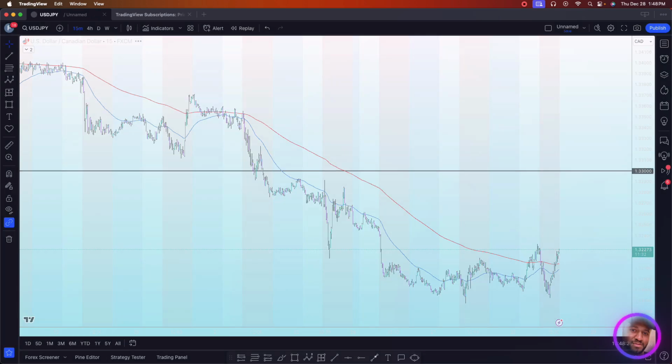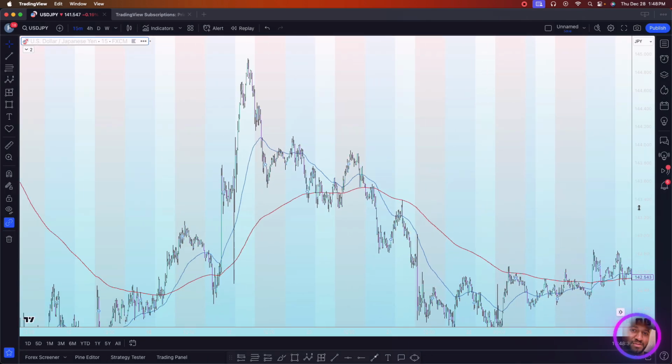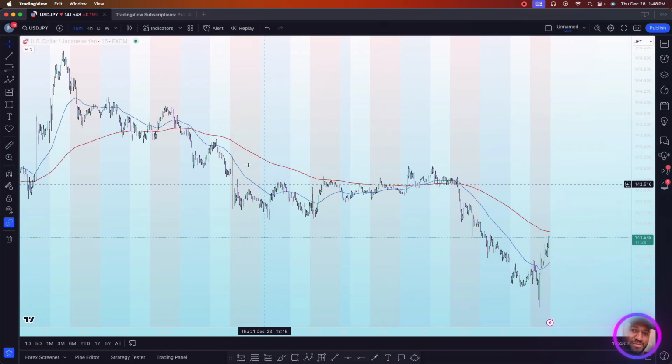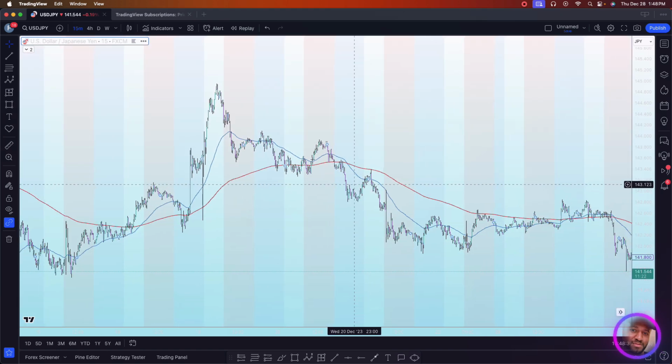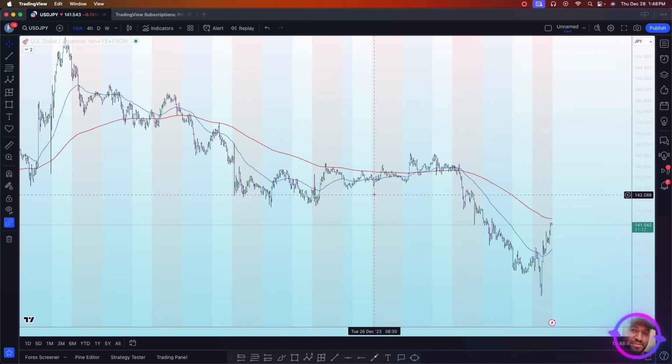USD JPY, downtrend as well. I took the trade on Tuesday here. It had already been going down. It had an EMA cross, went down for 2 days before that.